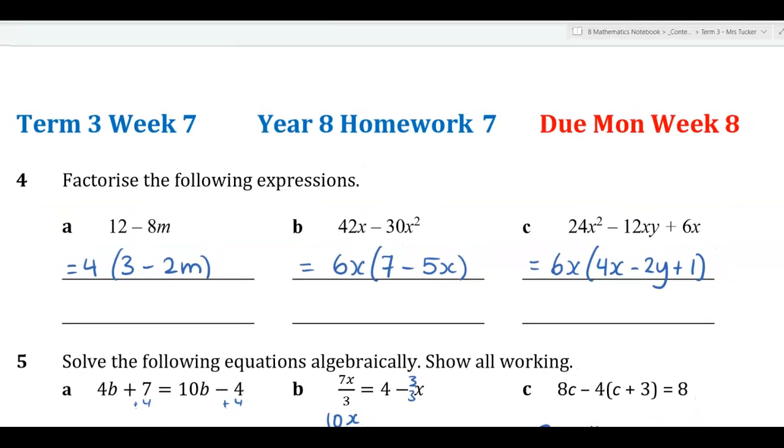All right, factorizing. You get half a point for the number out the front. So half a point for the 4, half a point for the brackets.